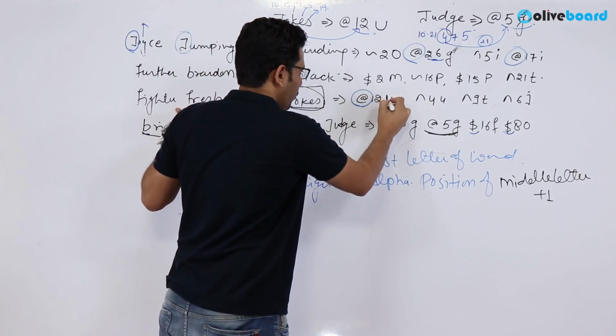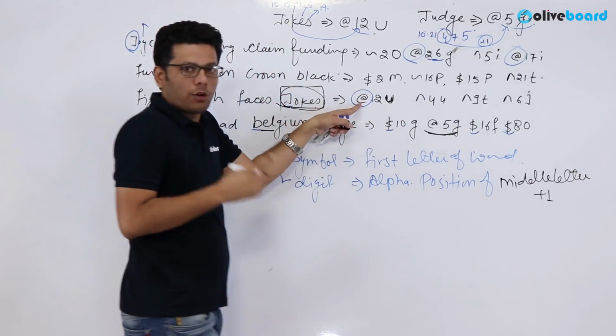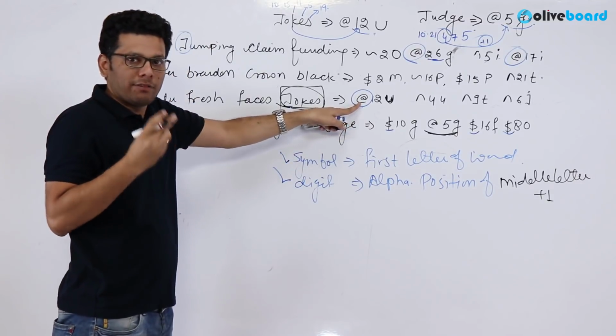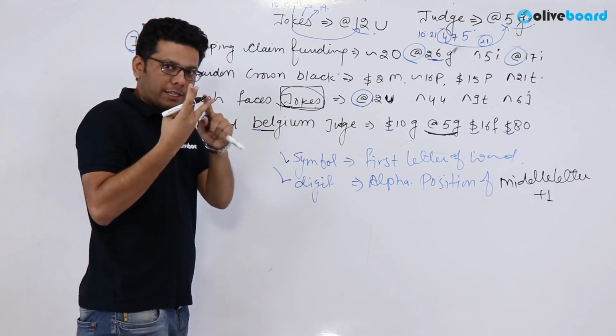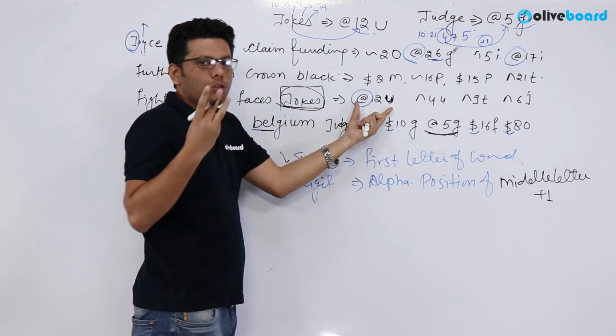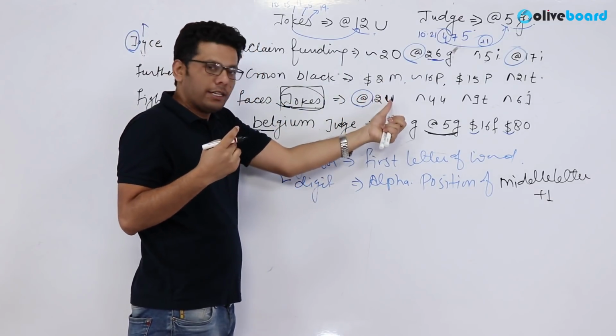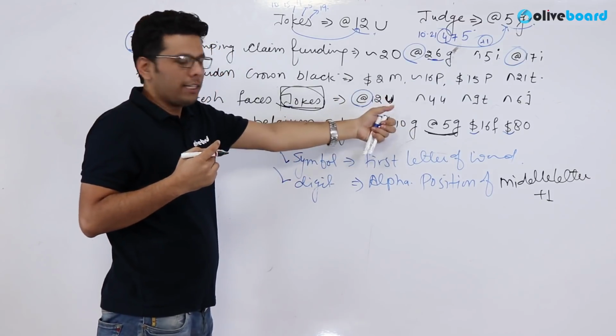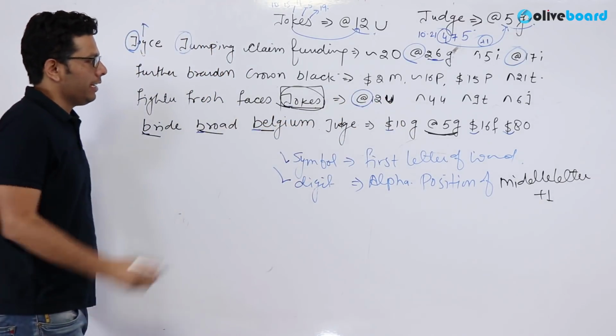That is the U. Okay, because in the coding mechanism we had three parts of the code: one was the symbol, one was the digit, and one was the letter. So there will never be two digits. There will always be a digit, a symbol, and a letter. So this is your letter U.